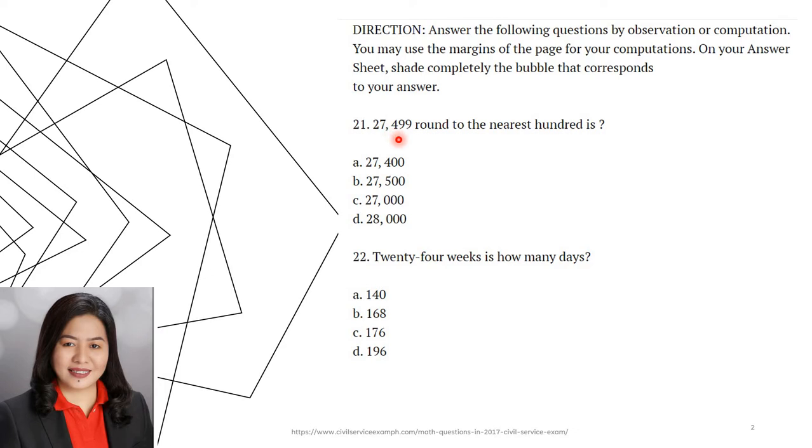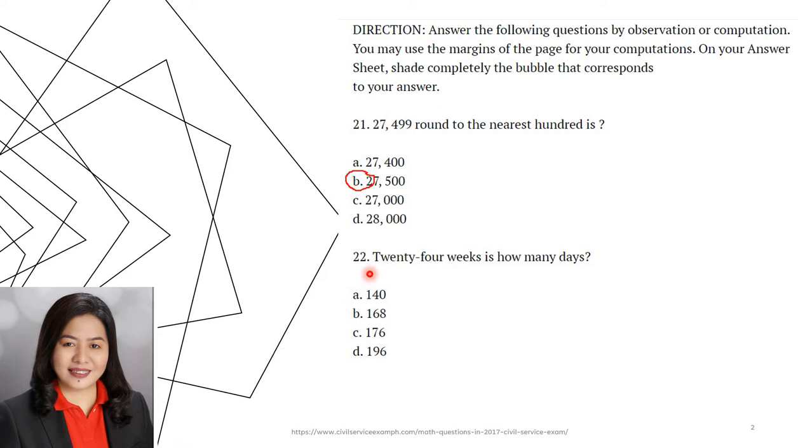You can only add 1 to the number that you need to round off if it's 5 or more. Is 9 5 or more? The answer is yes. So that would mean that our rounded off number will be 27,500, and that is letter B. Yay, we have the answer of our first number. So you move to the second number.